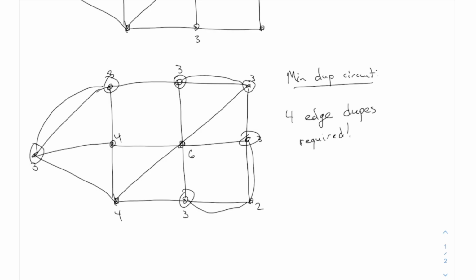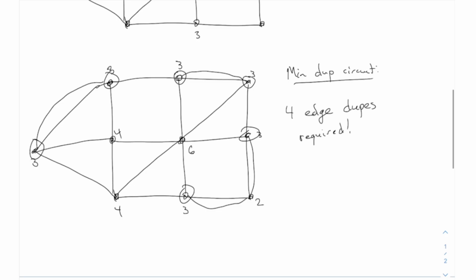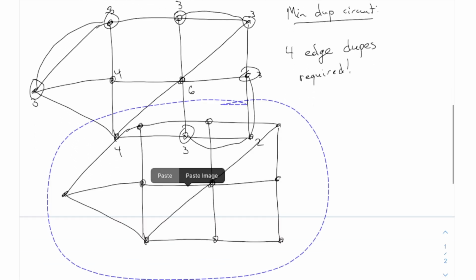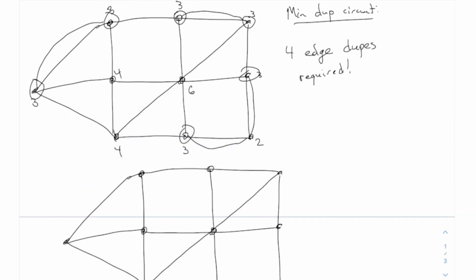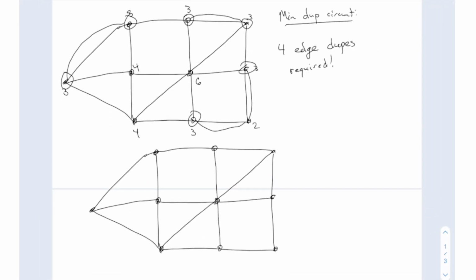Now, this is not your final answer. Your final answer is actually drawing the circuit, which covers every edge here and duplicates those 4 edges without repeating any others. So I'm going to try and do that. I'll just do the picture again here. Can you see it all at once? So I'm going to try to make a circuit in here which covers every edge and duplicates these 4 edges over here. And there are many ways you can draw that circuit.